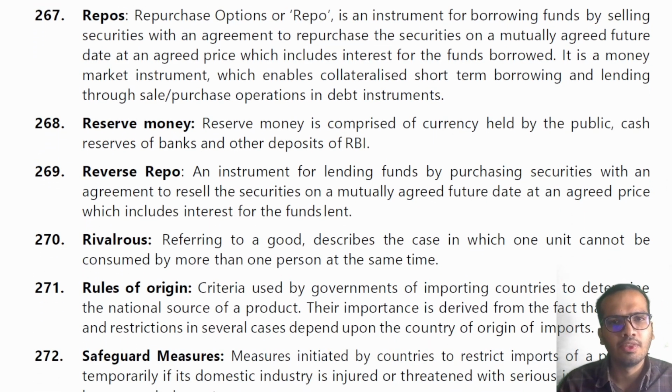Then we have number 268, reserve money. So reserve money is comprised of currency held by the public, cash reserve of banks, and other deposits with RBI.